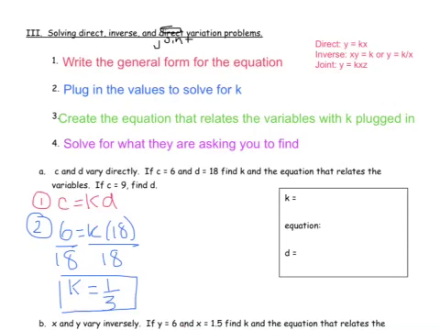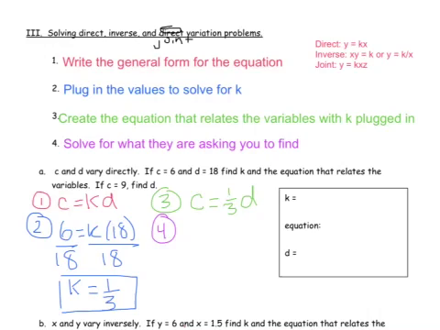Alright, the next step is the one that I keep warning you about. People mess up. So for step 3, you're just going to plug in k. C equals 1/3 D in this problem. I took the equation from step 1, combined it with the k from step 2, that's what gives me step 3. Alright, the last step is to solve for what they're asking you to find.